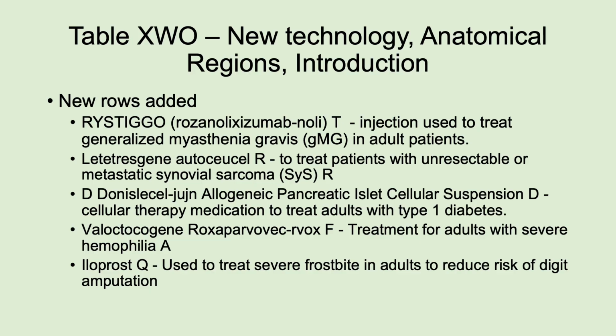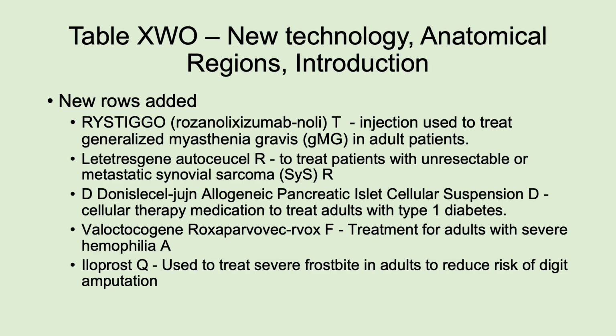So next in new technology section is anatomical regions introductions. So as always, there are a lot of different medication substances added to this. The first one is Rystiggo, which is an injection used to treat generalized myasthenia gravis in adults. The second one is letrozole autoacylsol. I have these written off phonetically, so forgive me if I'm butchering them. And this is to treat patients with unresectable or metastatic synovial carcinoma. So synovial, it's in the knee, right?